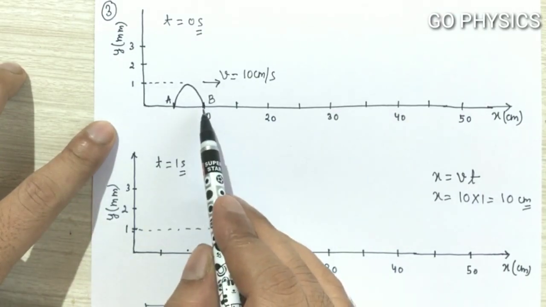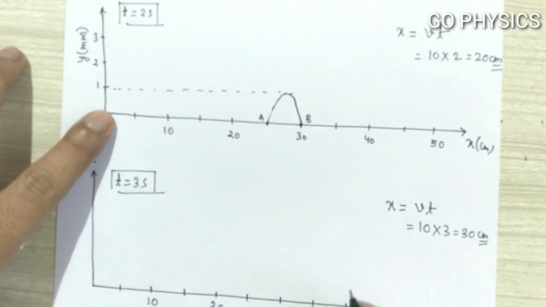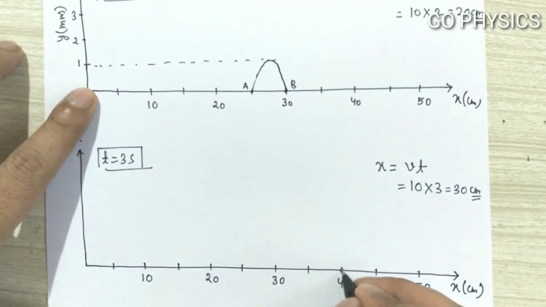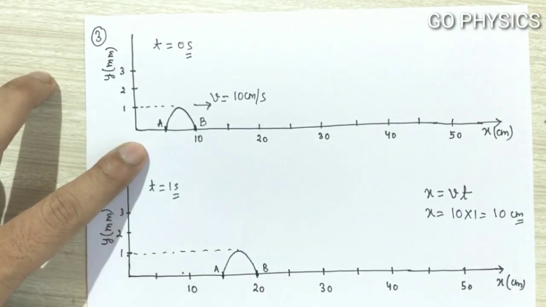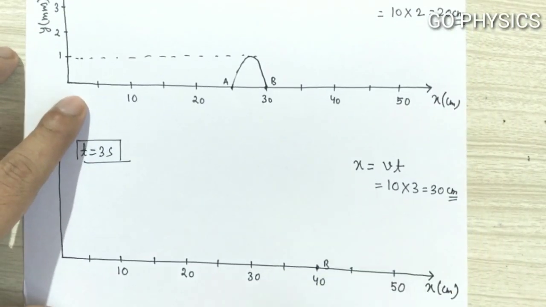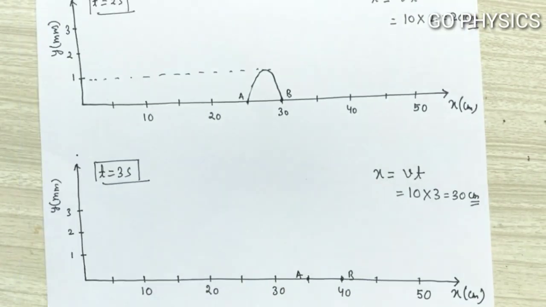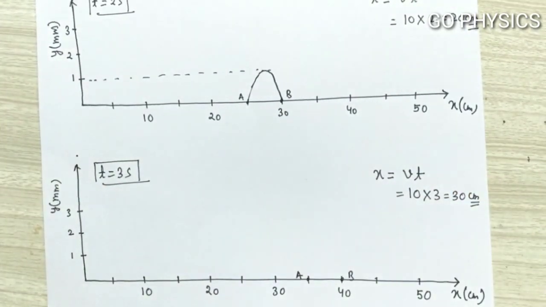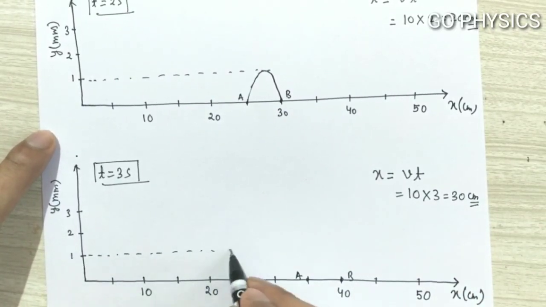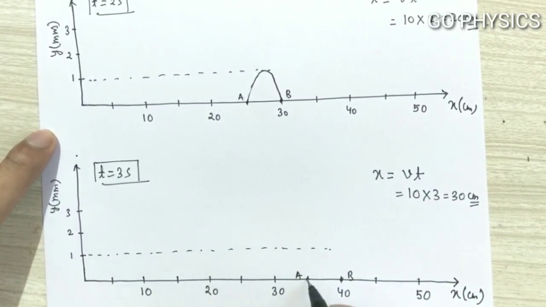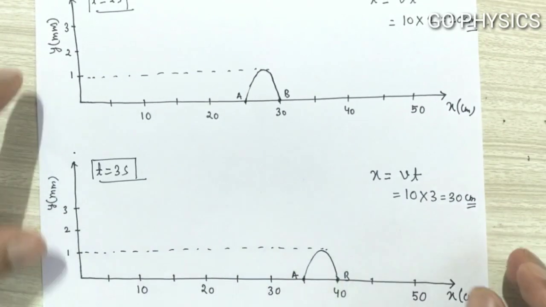Means point B will be at the new location of 10 plus 30, that is 40. This is the new location of point B, and the new location of point A will be 5 plus 30, that is 35. So this is the new location of point A. And again, since the shape of the wave pulse is not changing, its amplitude will remain 1 millimeter, and this will be the wave pulse at t equal to 3 seconds.